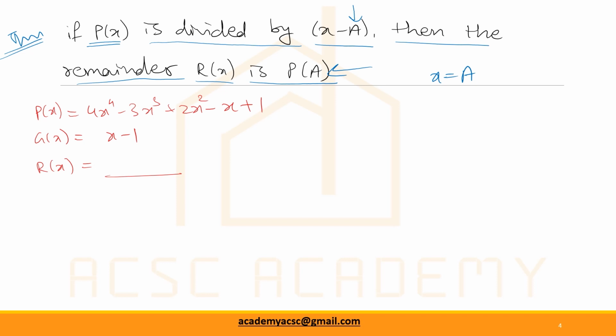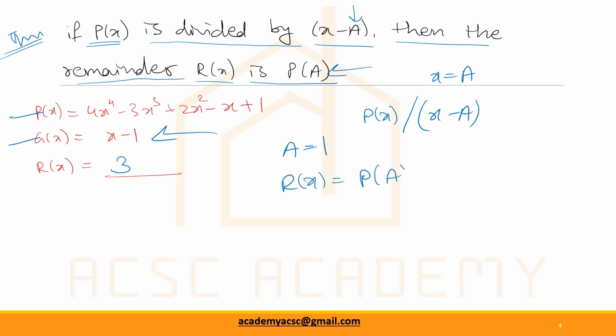We can verify it using the same example which we just dealt with. This is our p of x and g of x which we had just divided with each other and found the remainder to be 3. So now let us verify it using this theorem. It is saying that p of x is being divided by x minus a. Here we are dividing with x minus 1, which means a equal to 1. So according to this theorem, the remainder r of x must be p of a, or p of 1. So let us find out this p of 1 and check if the given theorem is true or not.